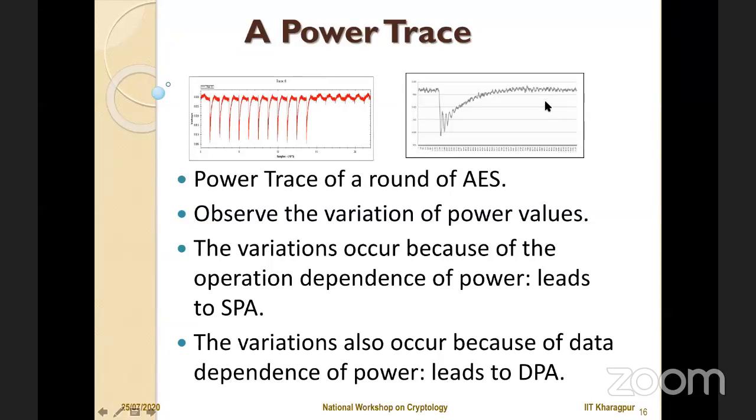These variations occur because the power consumption also depends upon the data. That means even if you keep the same operation, if you vary the plain text and then your data varies, then even if it is the same operation, suppose the sub byte operation of AES, you will still find a variation in the power trace. That variation is what leads to a differential power attack, or what is called a DPA.